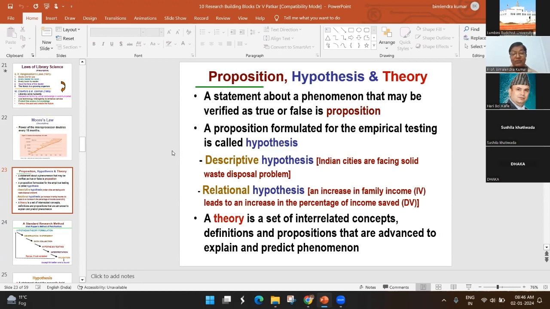So there are two types of hypothesis: descriptive hypothesis, for example, Indian cities are facing a solid waste disposal problem. And relational hypothesis, for example, an increase in the family income leads to an increase in the percentage of income saved, DV.